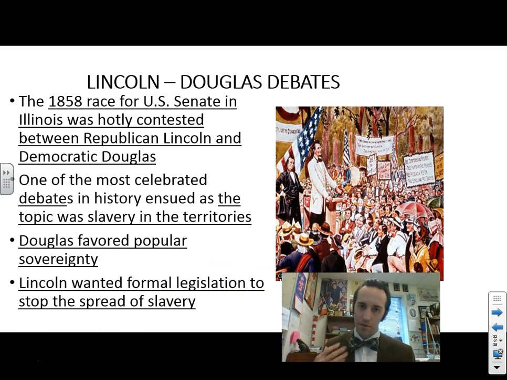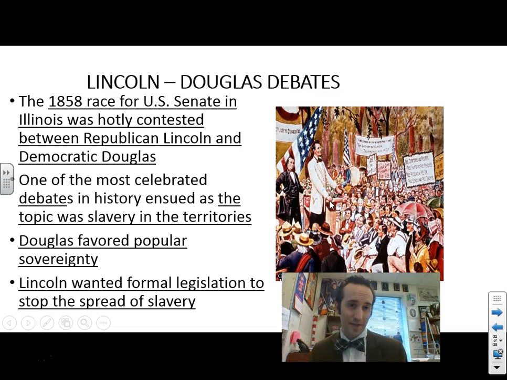And in these debates, we had a few debates about this issue. And nationwide, even though this was just in Illinois, this was watched very closely because these two people were really becoming the leaders of their party. In 1858, a race for a Senate seat in Illinois was hotly contested between Republican Abraham Lincoln and Democrat Stephen Douglas. And this became a huge debate over multiple cities across the state as they were trying to become senators. And the topic was slavery in the territories.